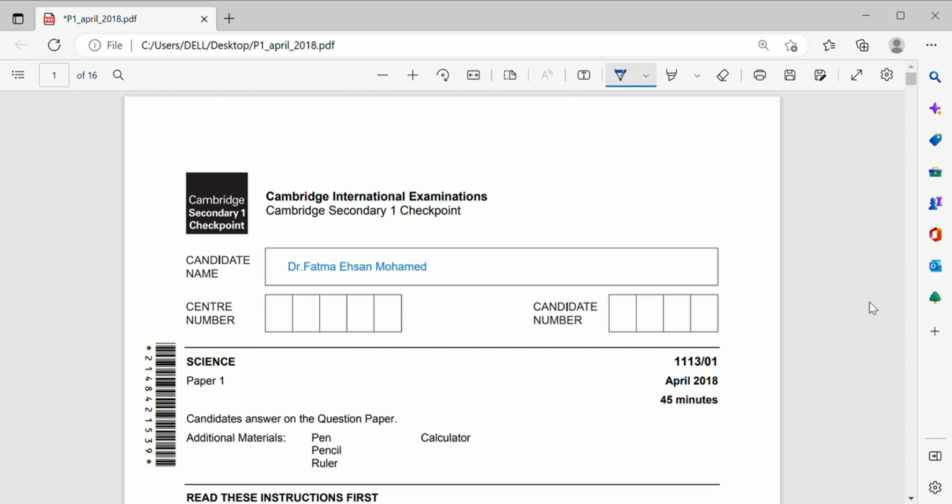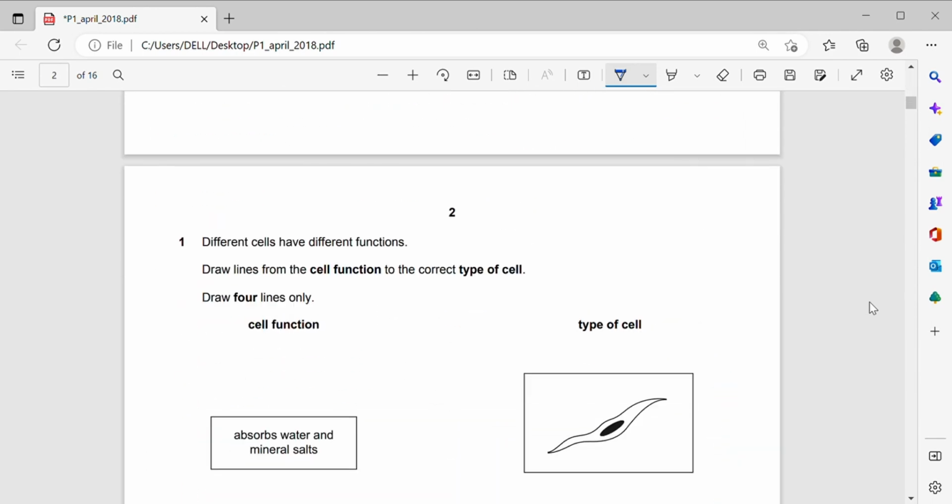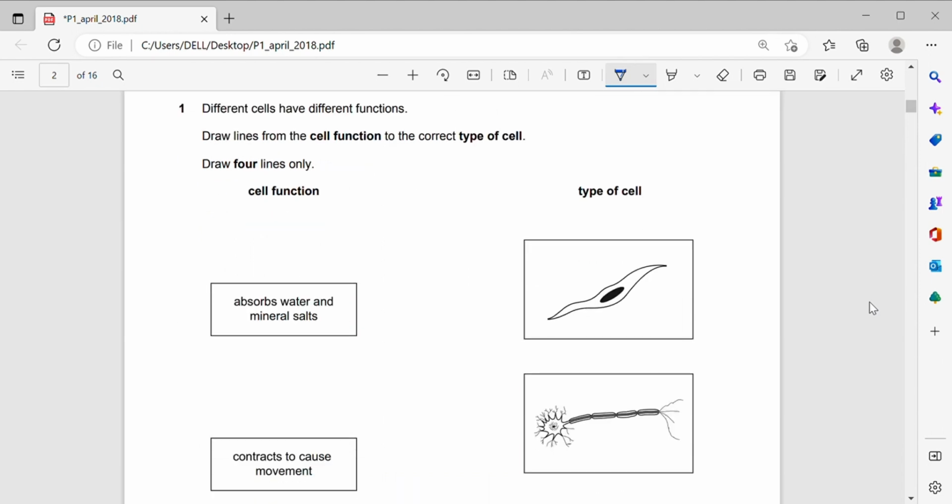Today we are going to solve the Cambridge Lower Secondary Checkpoint, April 2018, Paper 1. Question number 1. Different cells have different functions. Draw lines from the cell function to the correct type of cell. Draw 4 lines only. So we have here cell function and the type of the cell. Before we draw the lines, let's identify the different types of the cells that we have here.